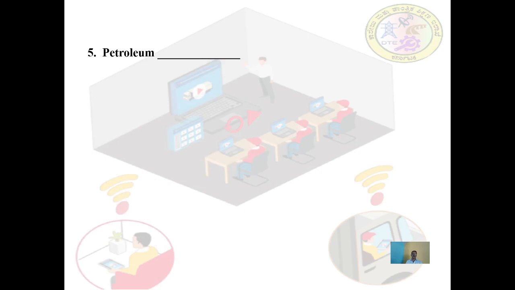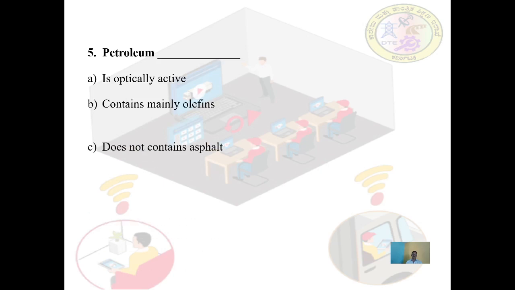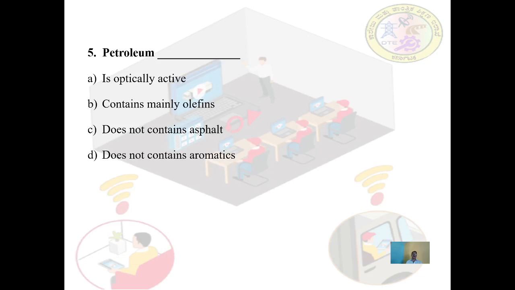Petroleum dash. Options are A. is optically active, B. contains mainly olefins, C. does not contain asphalt, D. does not contain aromatics. Petroleum is optically active, so option A is the right answer.